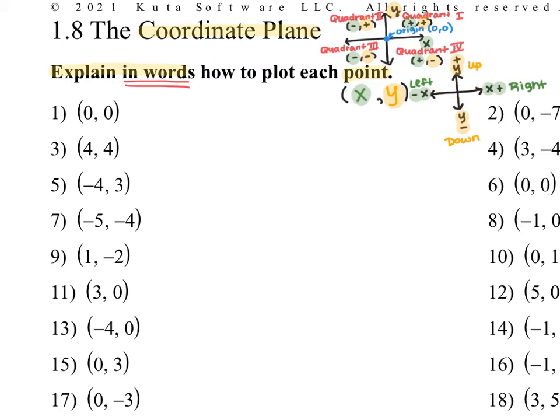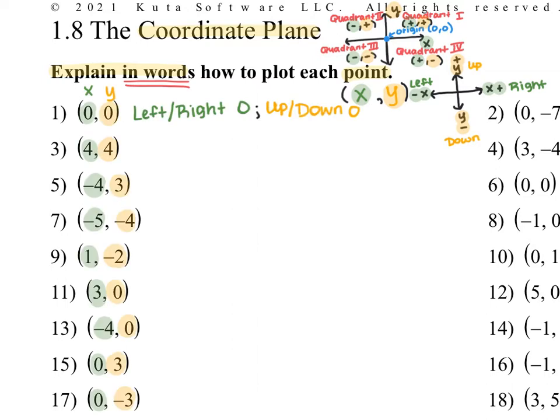So when x is positive, we would say move to the right. When x is negative, you'll say move to the left. When y is positive, you'll say go up. When y is negative, you'll say go down. And then, of course, when x is 0, you'll say left or right 0, stay. Or when y is 0, you'll just say up or down 0, or just stay.